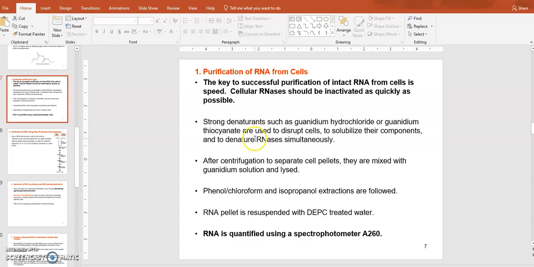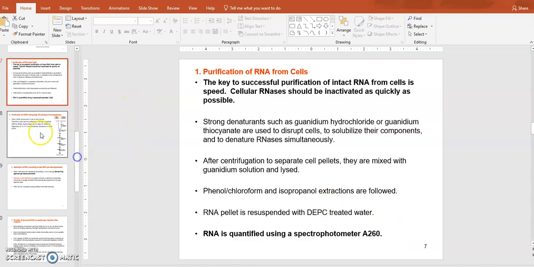So the strong denaturant would help to inactivate the enzyme. That's one thing. And then phenol-chloroform and isopropanol extractions are used, the same process that you use for DNA isolation, and for RNA isolation as well. The RNA pellet is suspended with DEPC treatment, or even the water you use should contain DEPC as well, to inactivate the RNA chewing enzyme. And then RNA can be quantified using a spec reading at 260. Remember that reference point: 260 equals 1 is about 33 micrograms per mL of RNA.